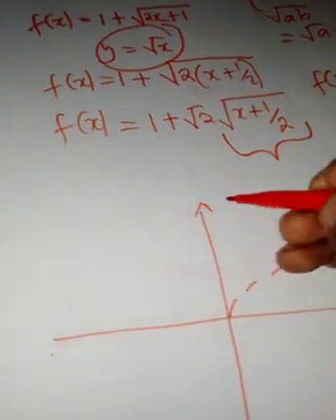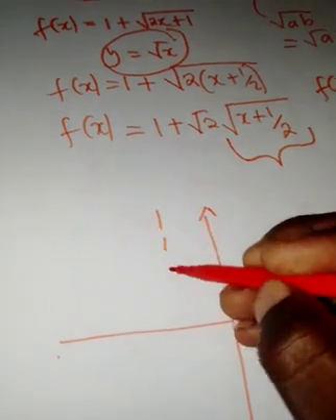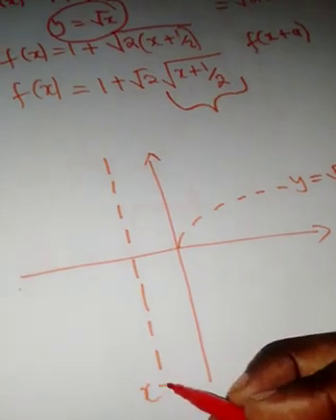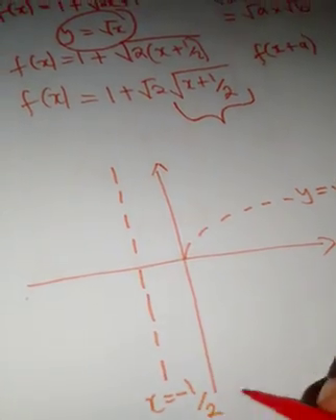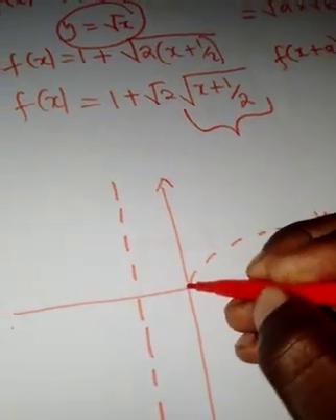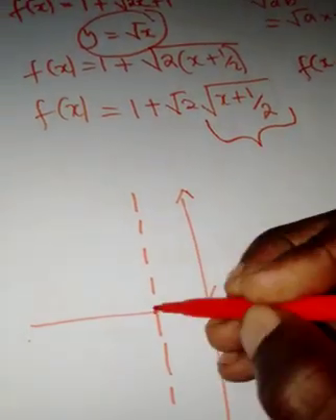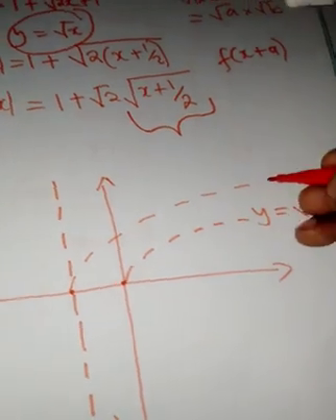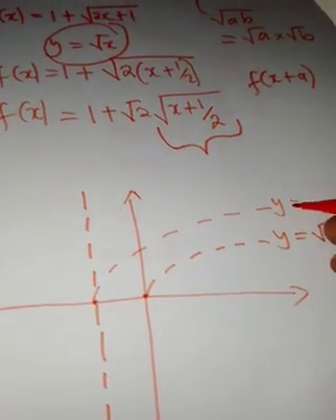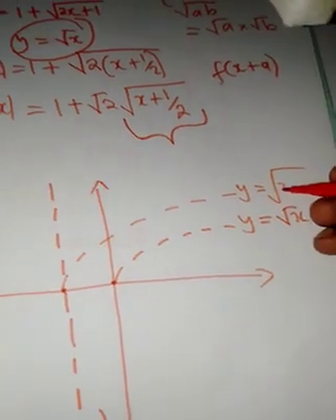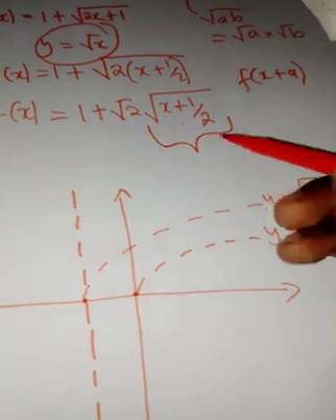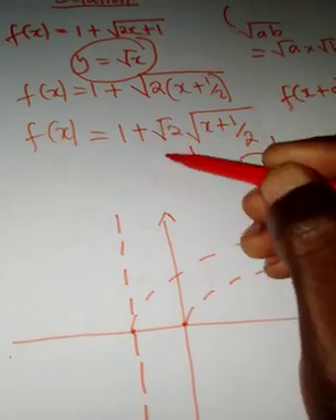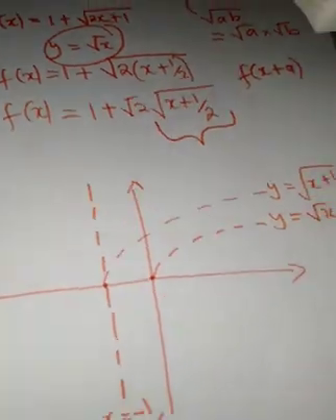So you have to draw a line x equals negative 1 over 2, dotted like that. So this is x equals negative 1 over 2. Then this will simply mean this point will shift to that point there. Then this is the graph we end up having. So this is now y equals root of x plus 1 over 2. So it is just this one which has been sketched now. We have to also apply root 2 and also that positive 1.